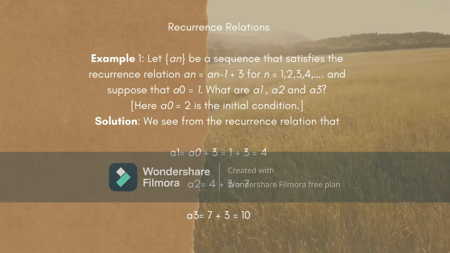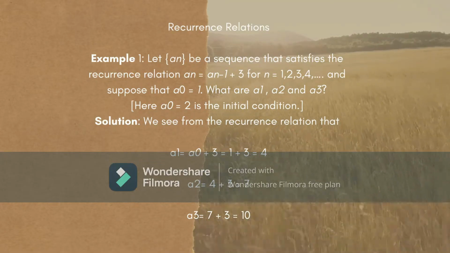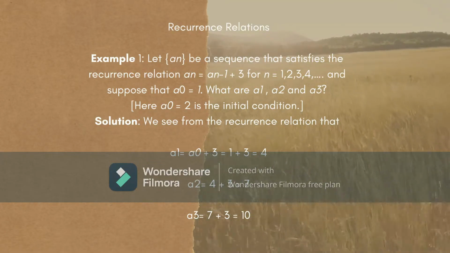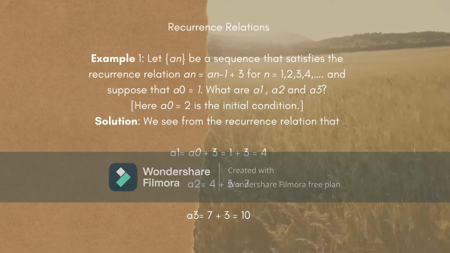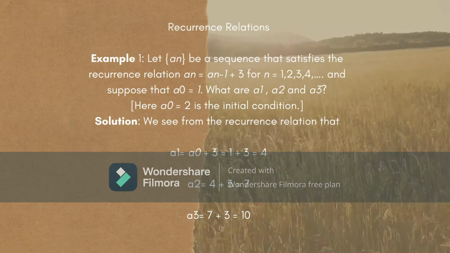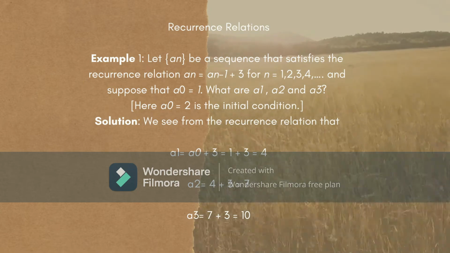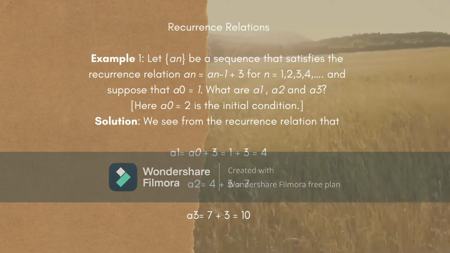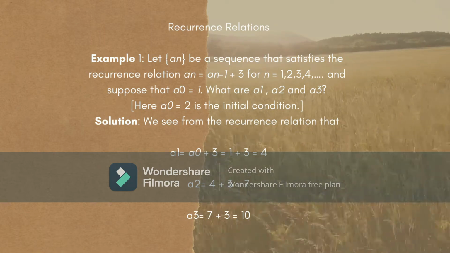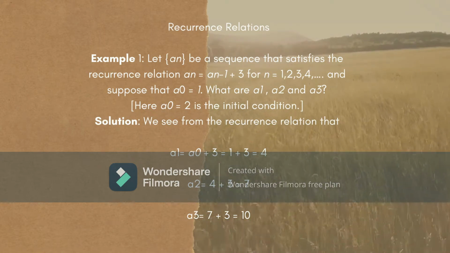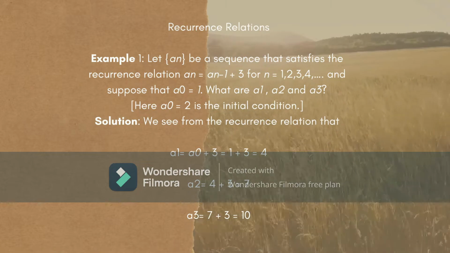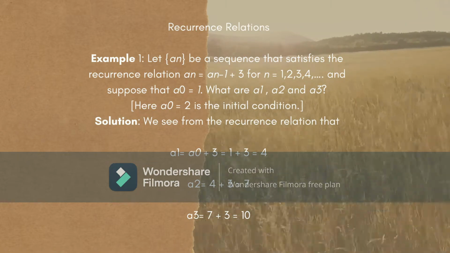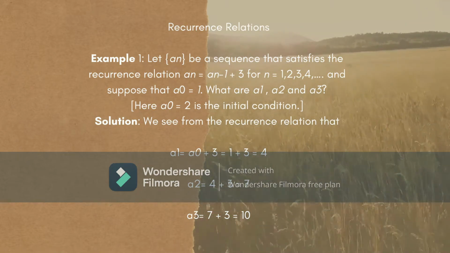So, what are examples of recurrence relations? Example 1. Let a_n be a sequence that satisfies the recurrence relation a_n = a_{n-1} + 3 for n = 1, 2, 3, and 4, and suppose that a_0 = 1. What are a_1, a_2, and a_3?